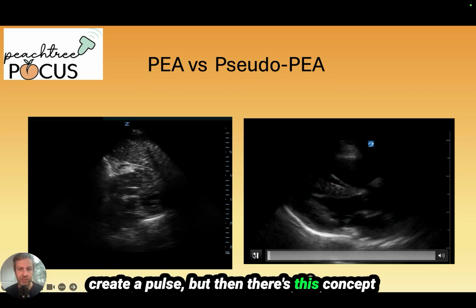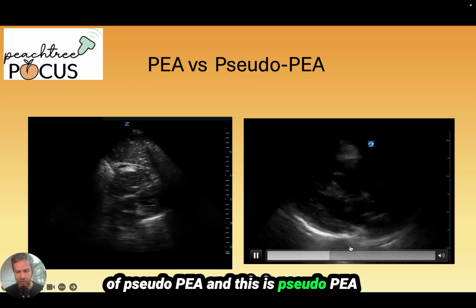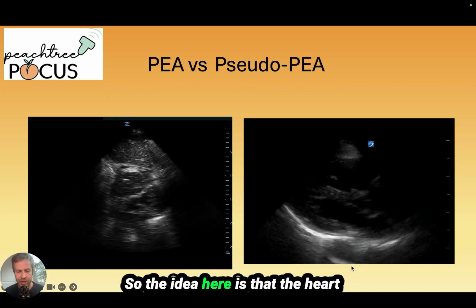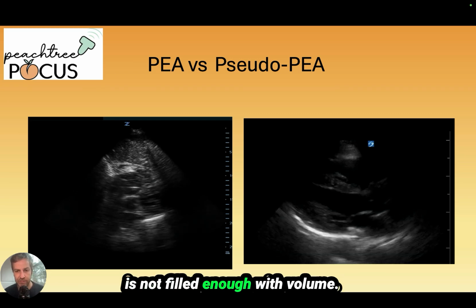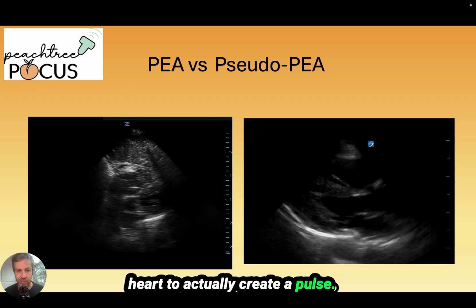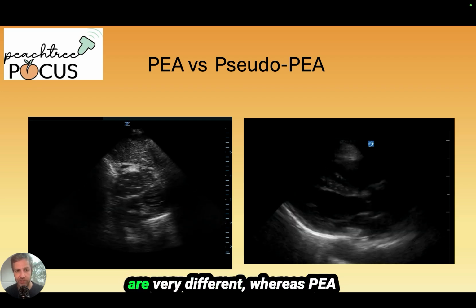But then there's this concept of pseudo-PEA. And this is pseudo PEA. If this person has no pulse, this heart is hyperdynamic. So the idea here is that the heart is not filled enough with volume. There's not enough volume in the heart to actually create a pulse. And so the treatments of these are very different.